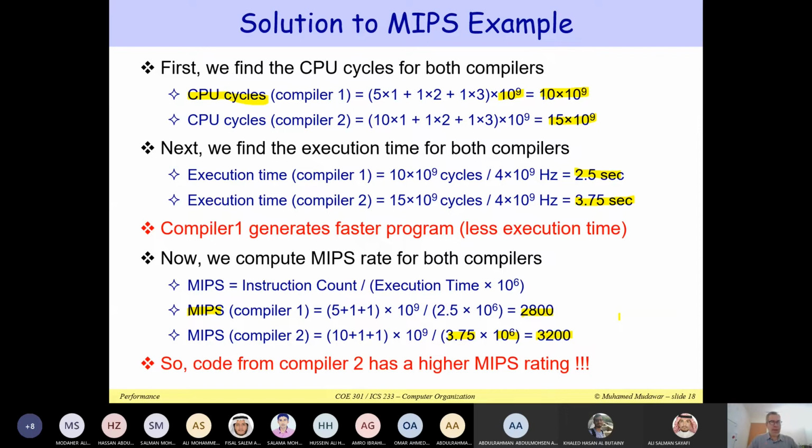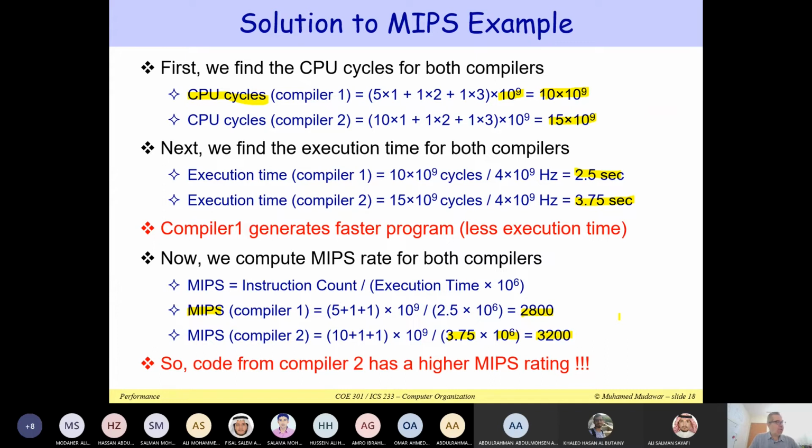So this is the meaning of the MIPS rating. Sorry, something is not clear for me. What if we have a higher MIPS rating? What will happen? It means nothing, because the bottom line is the execution time. The execution time of the program generated by compiler 2 is worse. It's longer than the execution time of the one from compiler 1.